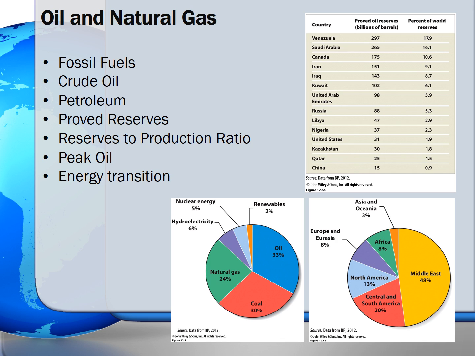The pie chart on the bottom left shows global energy consumption by fuel. Almost 90% of the energy consumed comes from fossil fuels. The pie chart on the bottom right shows the percentage of global proved reserves by region. The Middle East has by far the largest share of proved oil reserves, but that percentage has declined from 69% to 48% as proved oil reserves have increased in the Americas.